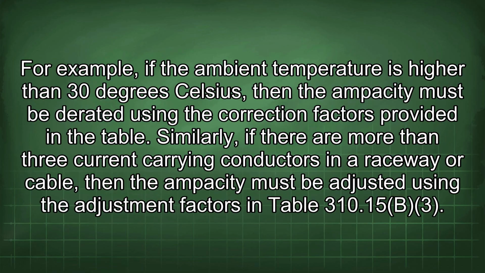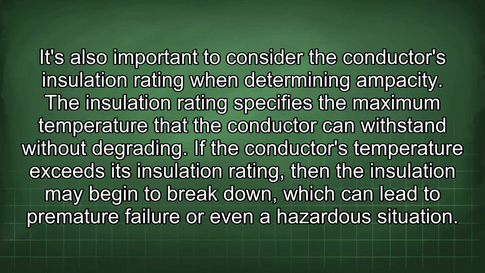For example, if the ambient temperature is higher than 30 degrees Celsius, then the ampacity must be derated using the correction factors provided in the table. Similarly, if there are more than 3 current-carrying conductors in a raceway or cable, then the ampacity must be adjusted using the adjustment factors in Table 310.15(B)(3). It's also important to consider the conductor's insulation rating when determining ampacity.